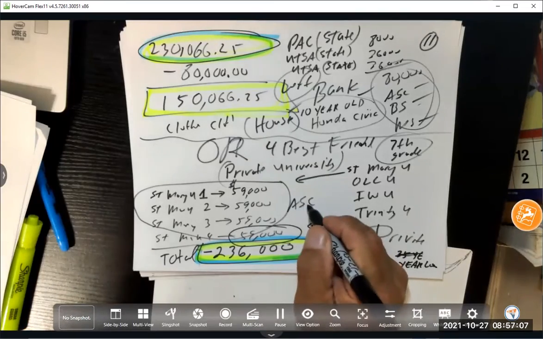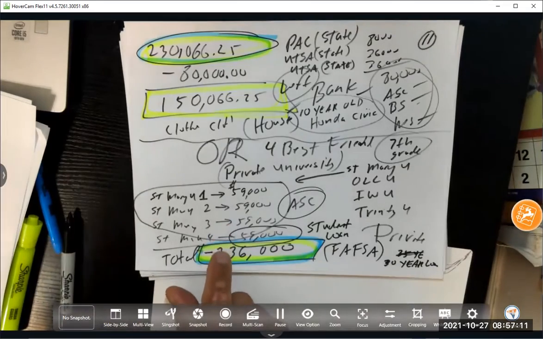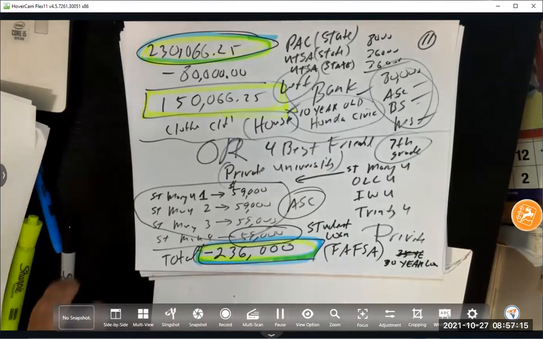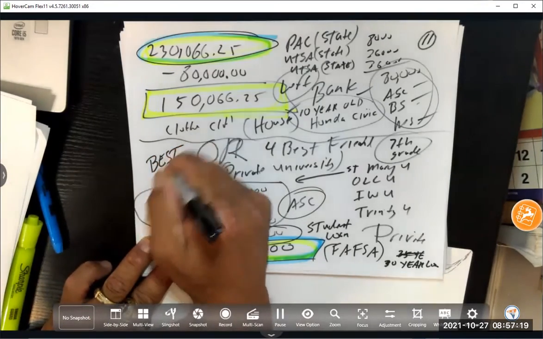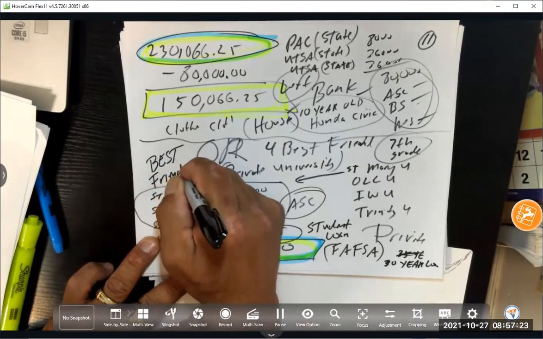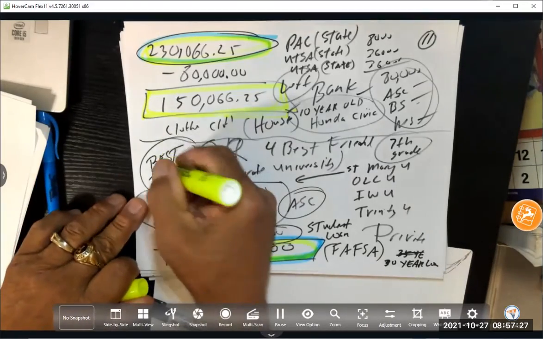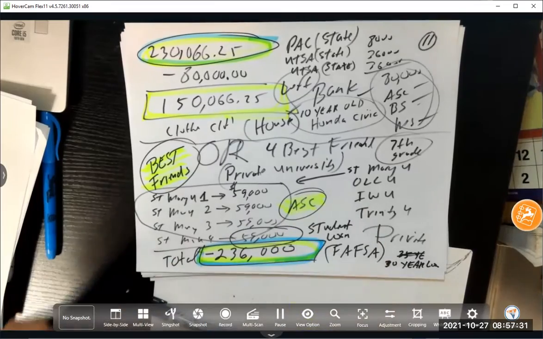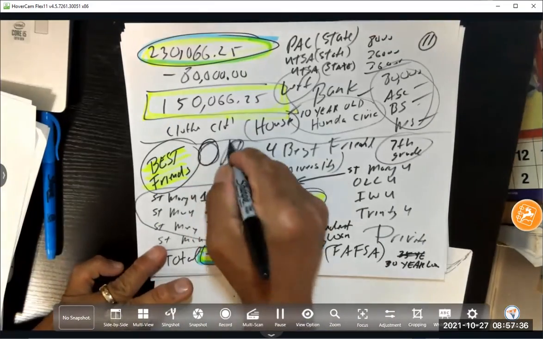But you have your associate's degree now at St. Mary's with your best friends. Is that a good deal? What do you think? No, it's not. It's smarter to do the other one. The other one's better. So you have an associate's with your best friends from St. Mary's.